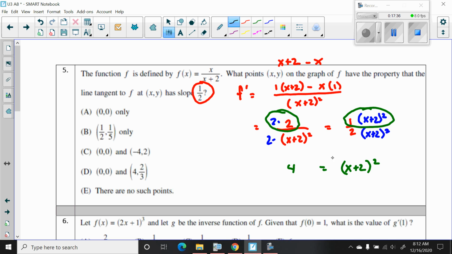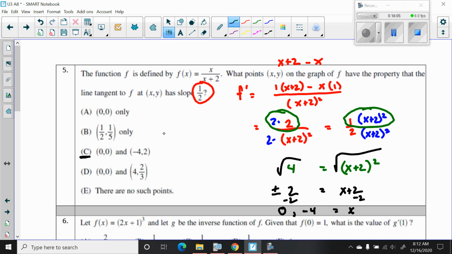I'm going to take the square root. Anytime you take a square root, you better write plus or minus. Square root of 4 is 2. x plus 2. We're going to subtract 2 from 2. And we're going to subtract 2 from negative 2. So we'll get x equals 2 minus 2 is 0. And negative 2 minus 2 is negative 4. So we're 0, negative 4. It looks like it's these values.